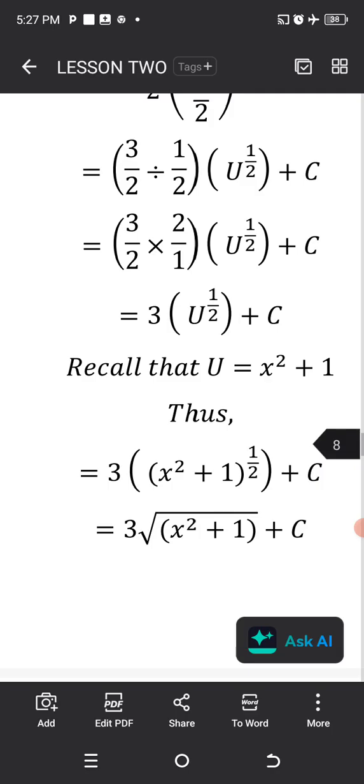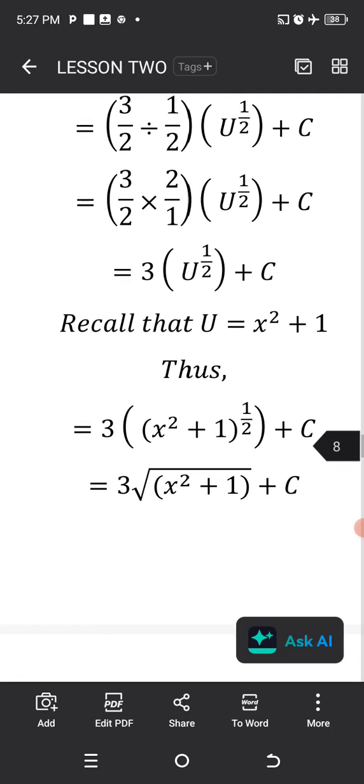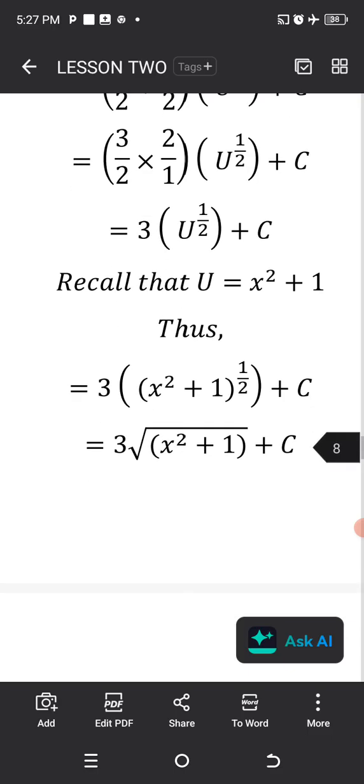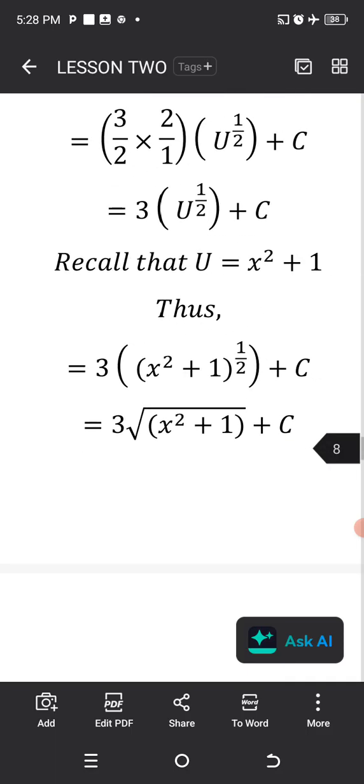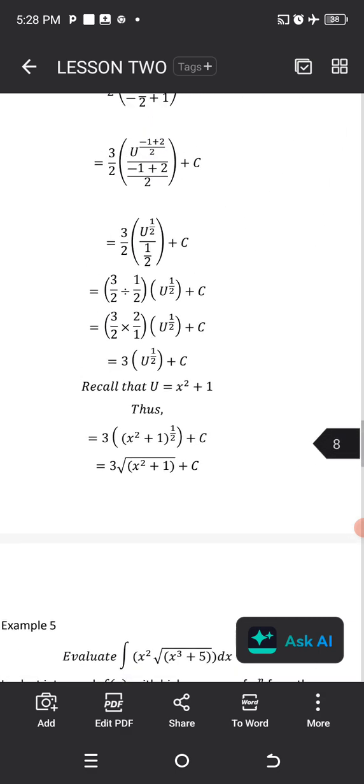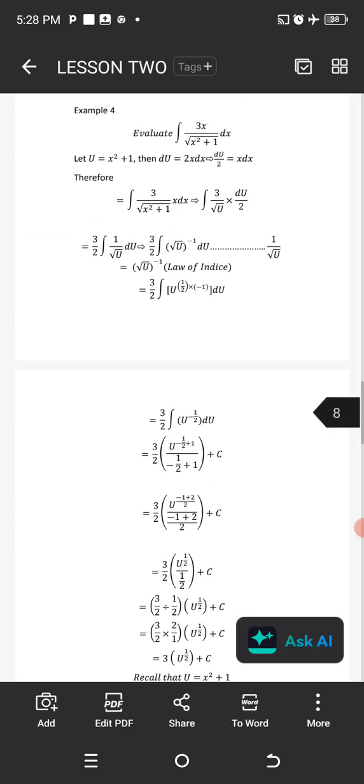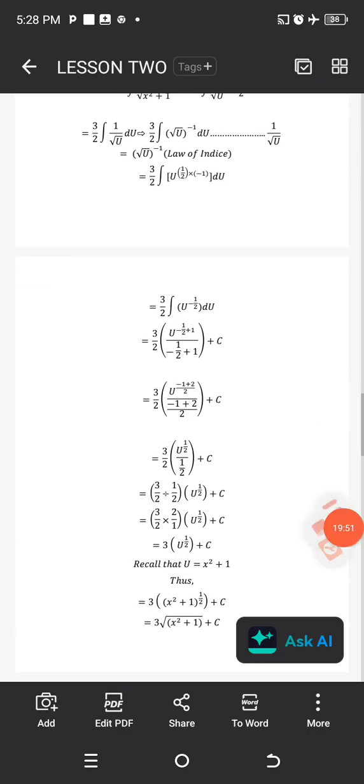So recall that u equals x squared plus 1. So you replace u with x squared plus 1. Thus we have 3 into parentheses x squared plus 1 raised to power half plus c. So you recall half power is square root. So we now return it back, which is equal to 3 square root of x raised to power 2 plus 1 plus the constant. That is the solution for example 4.